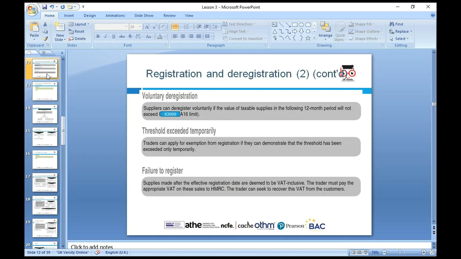How can a supplier deregister voluntarily if the value of taxable supplies will not exceed 83,000? Okay. If the value of supply is not 83,000, let's say you're selling 50,000 worth of goods, yes? But on the purchases you paid the tax, yes? Then it means you can register with HMRC voluntarily. It's not compulsory. It means the VAT you paid, you can claim back. With that you can reclaim your tax. Otherwise you can't.